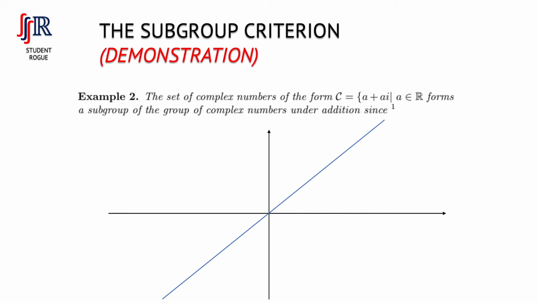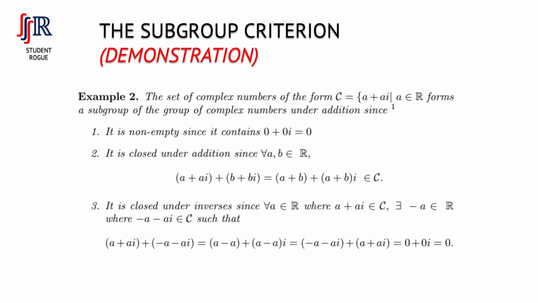So let us try out the subgroup criterion here. This subset is a line in the complex plane. Is it a subgroup of the group of complex numbers under addition? Well, let us go through each condition. First of all, it's not empty and it contains the identity element 0, since 0 plus 0i is 0. It's found in the subset.